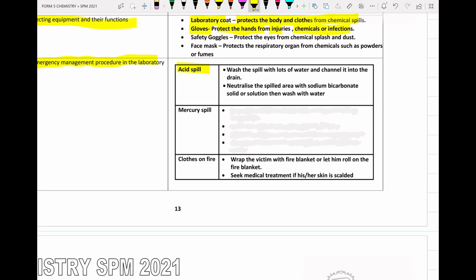Okay, acidic spill. Wash the spill with a lot of water and channel it into the drainage system. Neutralize the spill area by using sodium carbonate, solid or solution, to wash, and then wash with water.